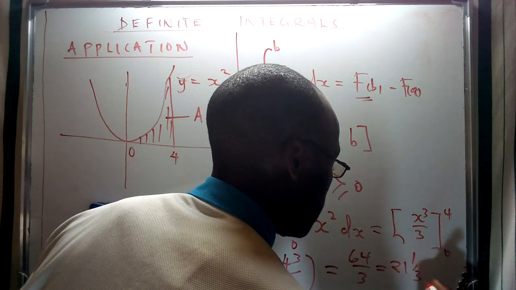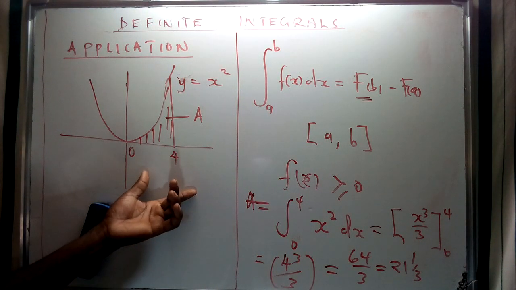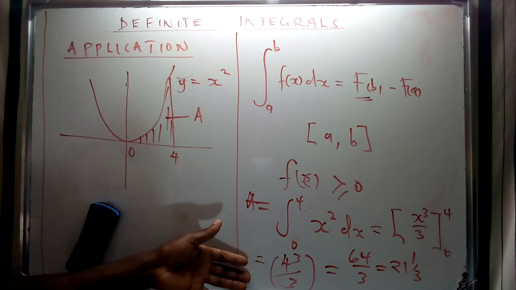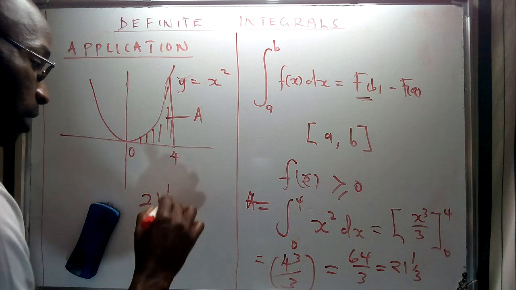For the area, we can be given different units, and basically this is going to appear in terms of square units. So that's going to give us around 21 and a third square units.